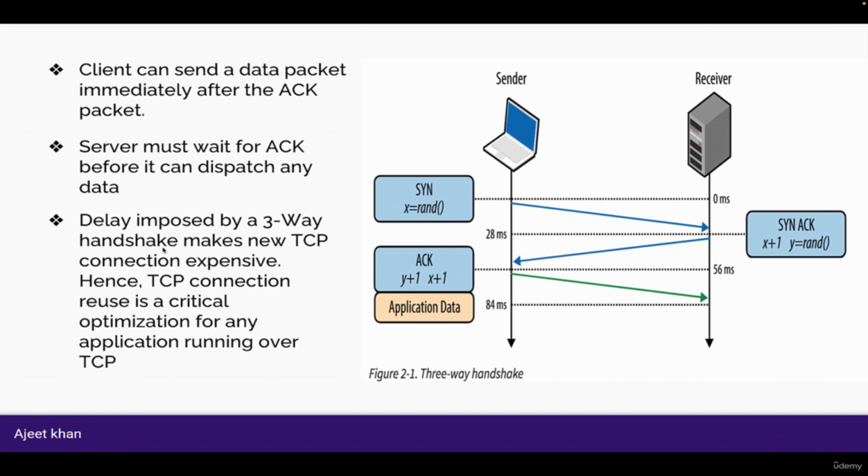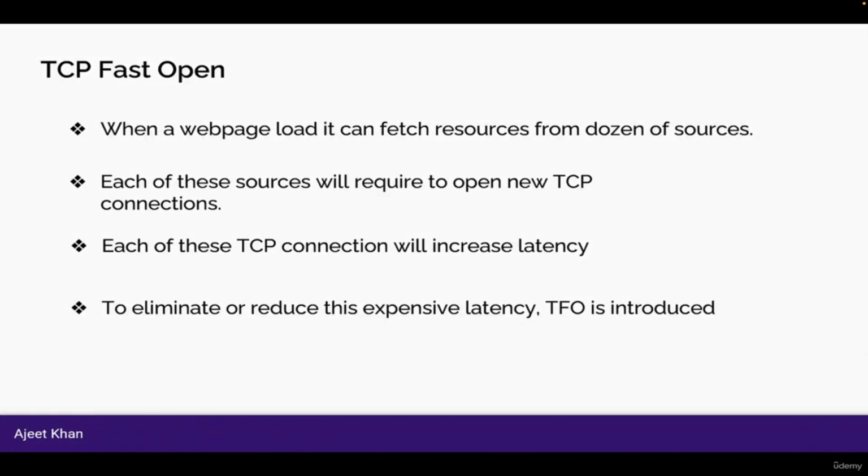So every time a three-way handshake makes a new TCP connection, it is expensive. Hence, TCP connection reuse is a critical optimization for any application running over TCP. If the application is using TCP, try to reuse an existing TCP connection instead of making a new one every time. Let us now understand a concept called TCP fast open.